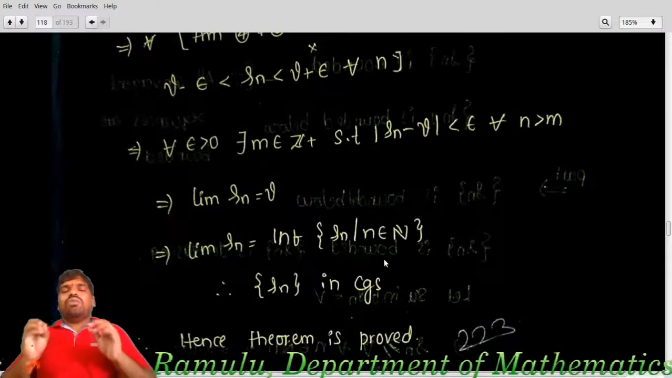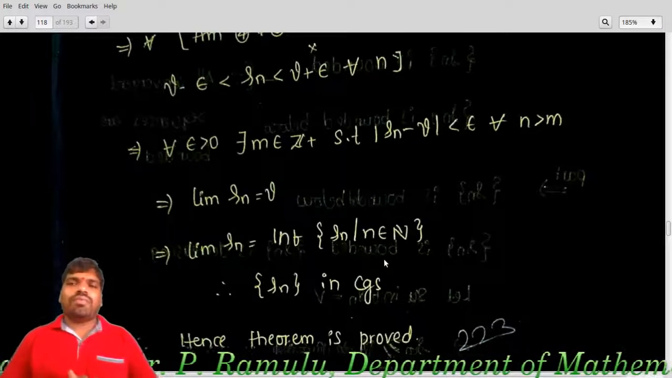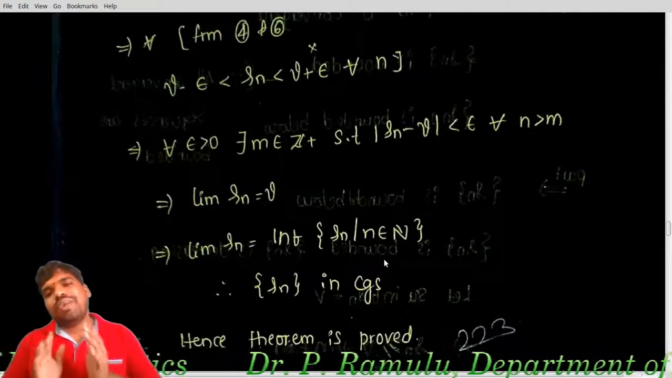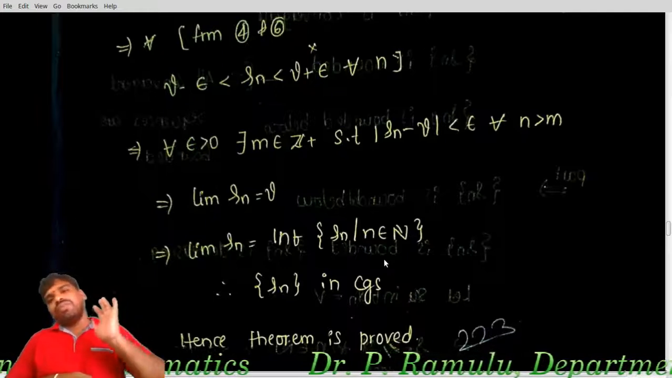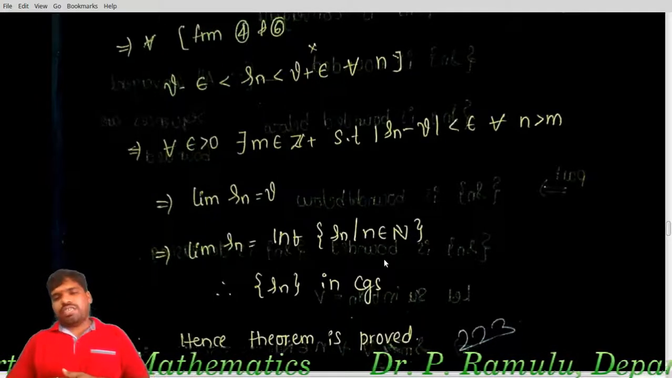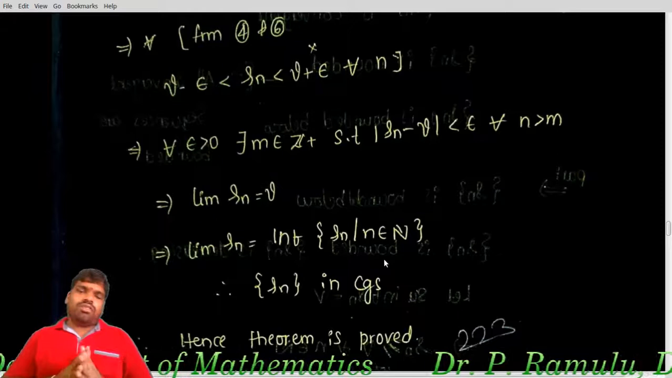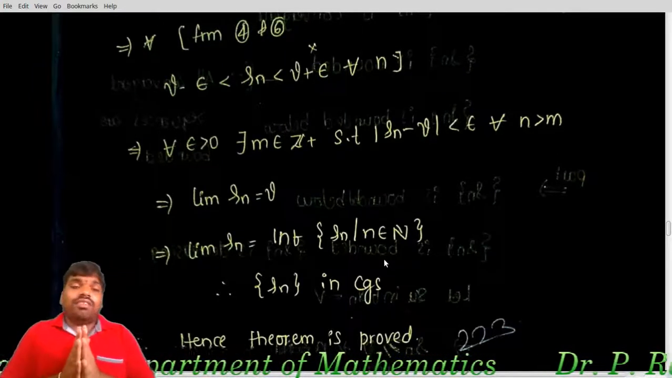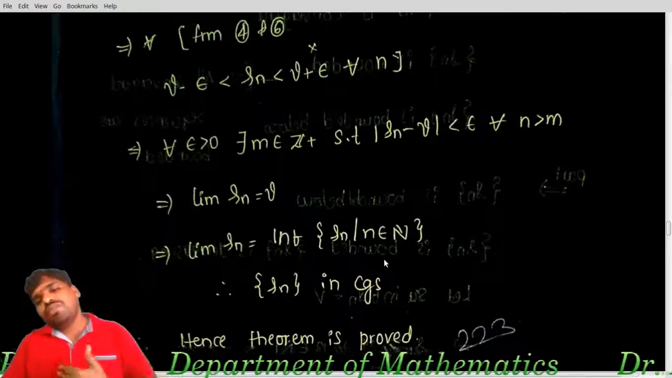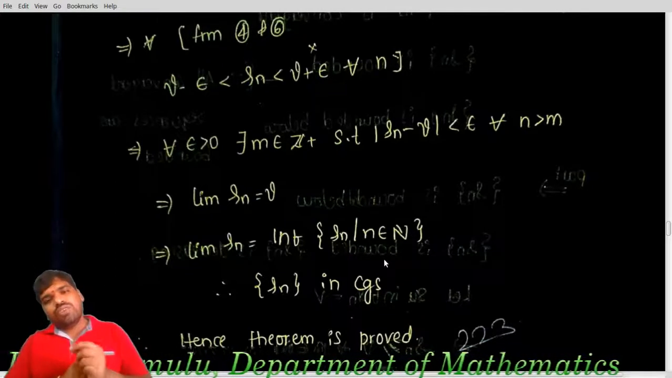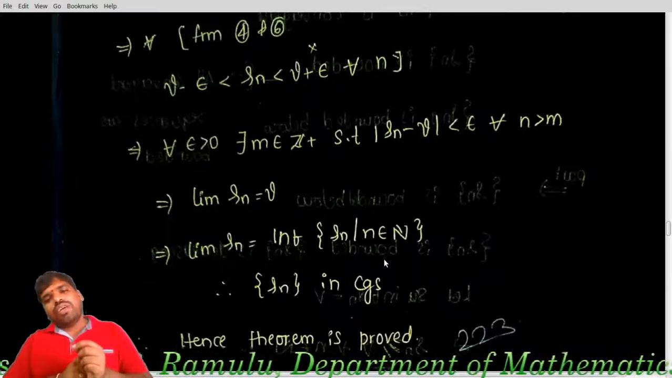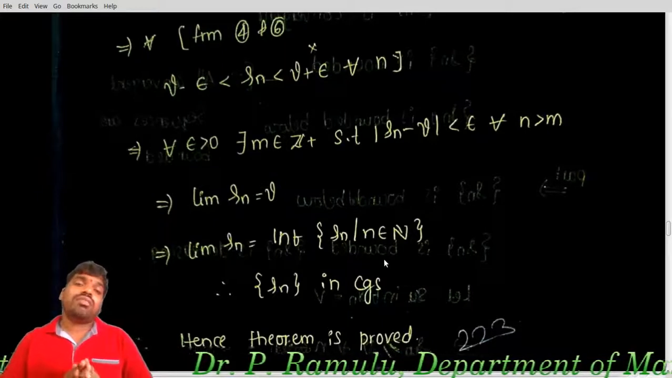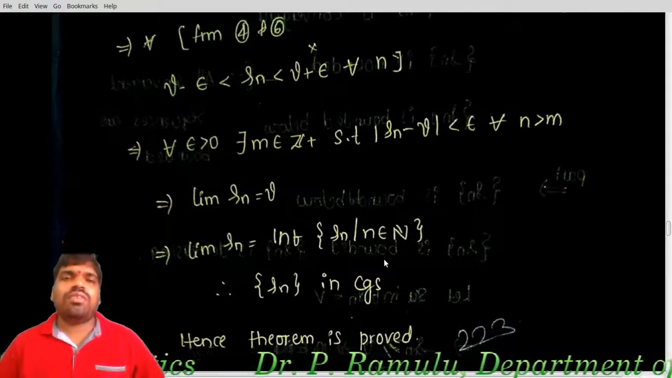That means all bounded monotone sequences are convergent. Just now I proved it in two cases: case A, I took an increasing sequence, and case B, I took a decreasing sequence. Why? Because a monotone sequence is either increasing or decreasing. For an increasing sequence I proved it is bounded and convergent, and for a decreasing sequence, if it is bounded, it is convergent. All bounded monotone sequences are convergent. We have proved the theorem.